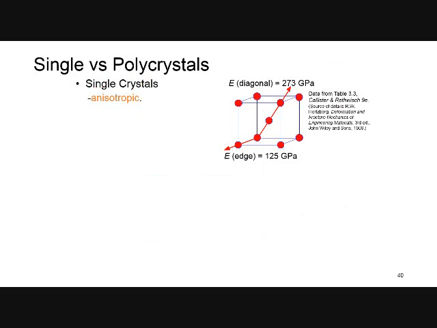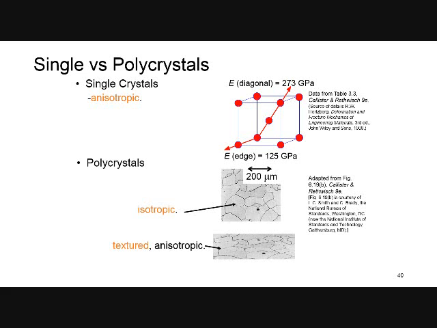In comparing single crystals versus polycrystals, in single crystals properties vary with direction, so they are generally anisotropic. Examples are the modulus of elasticity in, as an example, BCC iron.